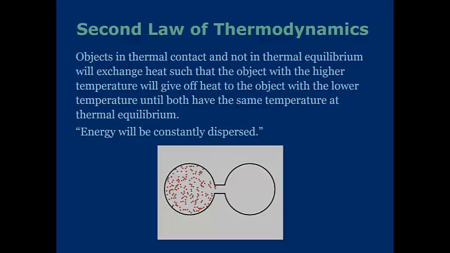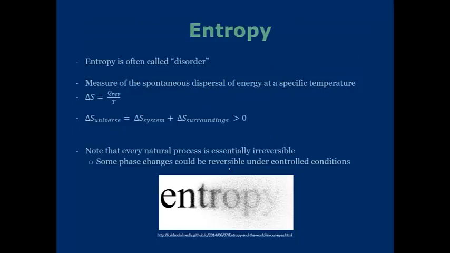At the bottom, we have a picture. If this was a system, entropy, or the second law of thermodynamics, would simply state that the particles on this side would eventually disperse evenly until we reached a state where there were roughly the same amount of particles in both. Now, I mentioned entropy, and this is often called disorder. The second law equates to entropy.